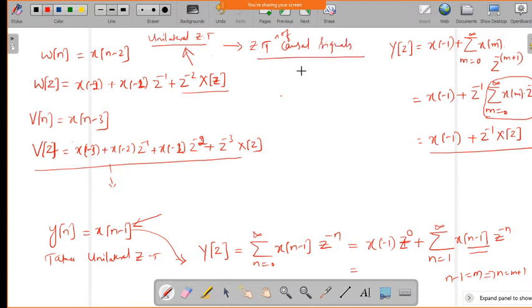So what are causal signals? Whatever x of n or h of n you define, that will be 0 for n less than 0. Whatever signal you specify, if it is 0 for n less than 0, then we can say that it is a causal signal. So this unilateral z transform is very helpful to find the z transform of causal signals.